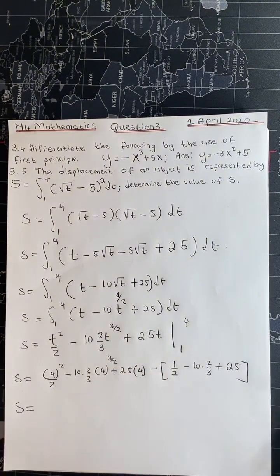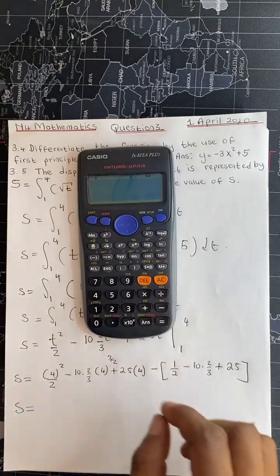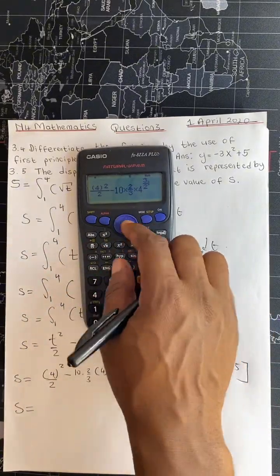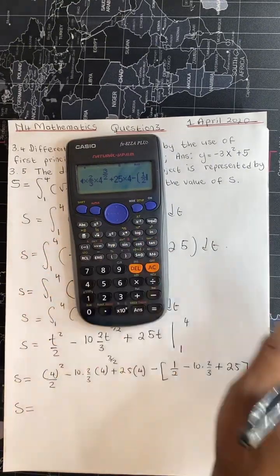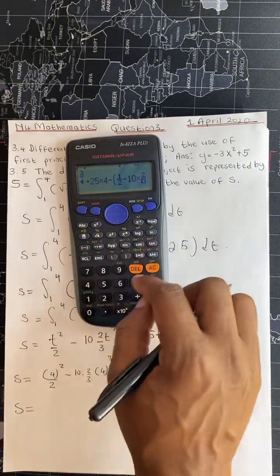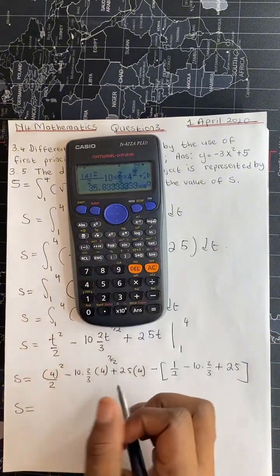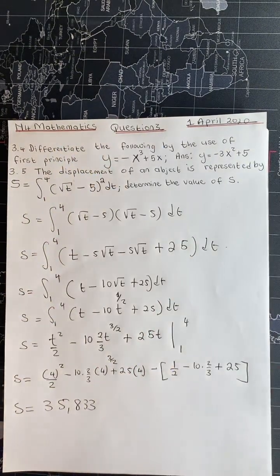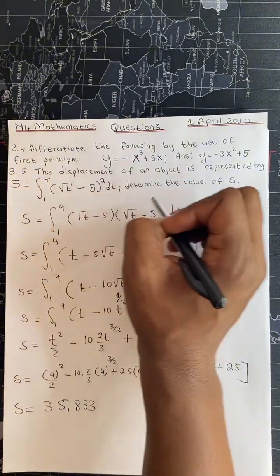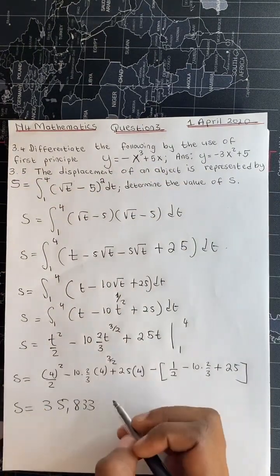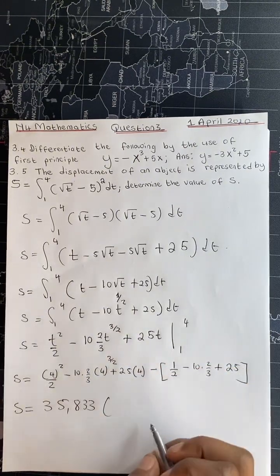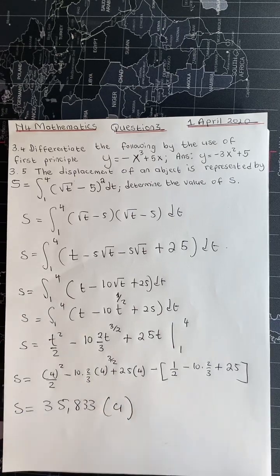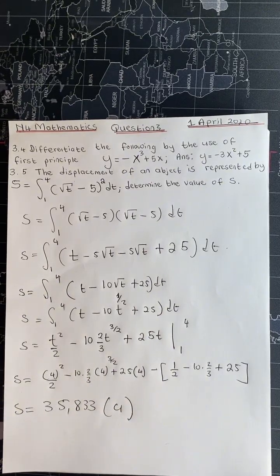From here, let's use our calculator. 4 squared over 2 minus 10 multiplied by 2 over 3 multiplied by 4 raised to the power 3 over 2 plus 25 multiplied by 4, minus, in parentheses, 1 over 2 minus 10 multiplied by 2 over 3 plus 25. And our answer will be equal to 35,833. They said that this is a displacement, and displacement is the same as distance, and distance is measured in meters or centimeters. In this case, you're not given any SI unit, so we'll just use units. So s will be equal to 35,833 units.